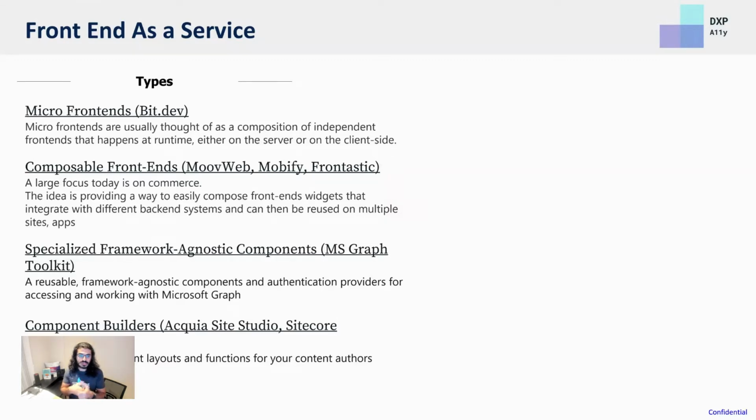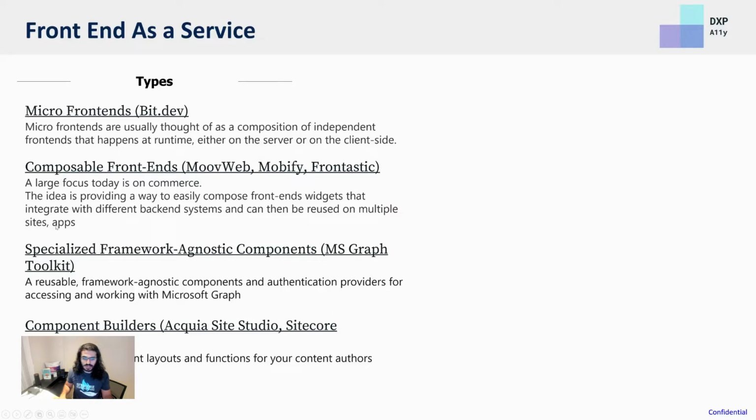Then there are specialized framework-agnostic components, such as the Microsoft Graph Toolkit. These are specialized because they're reusable, framework-agnostic components, so they can work on any framework, but they usually do a very specific thing. In our case, Microsoft Graph Toolkit provides authentication providers for accessing and working with the Microsoft Graph, as well as components that work with Microsoft Graph. Component builders like Acquia Site Studio and of course Sitecore components are ways to easily create component layouts and functions for your content authors. So why don't we see these in action and talk about them a little bit more?